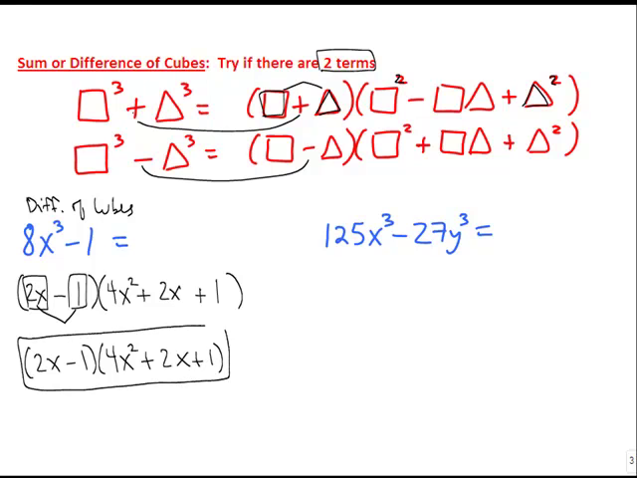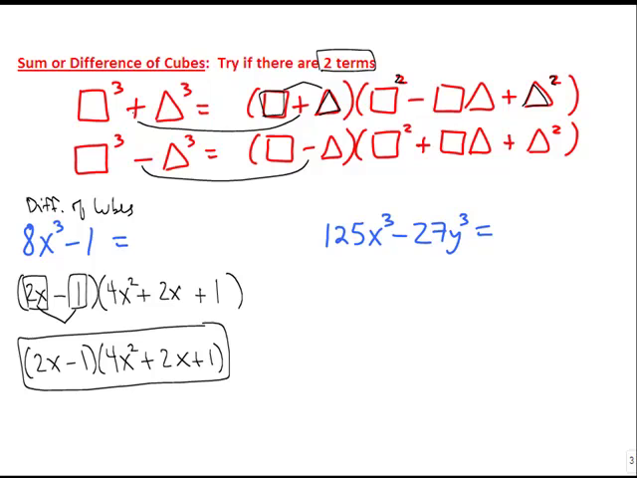And if you wanted to verify it, you could just FOIL it all out. All those middle terms cancel out, and the only terms you end up with are the first terms from the 8x cubed and the negative 1 times 1 to give you that minus 1 on the end.